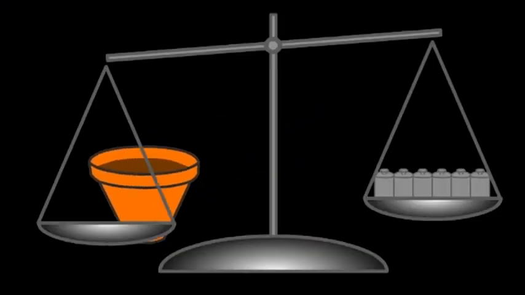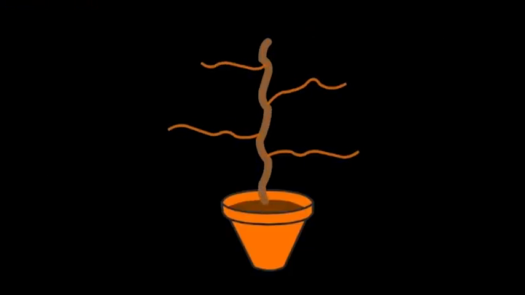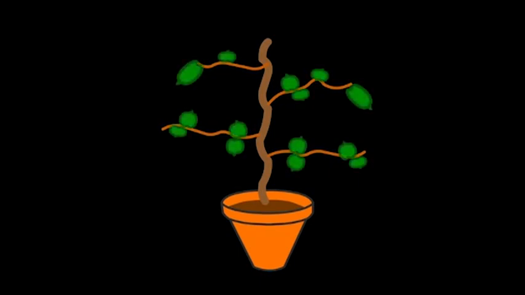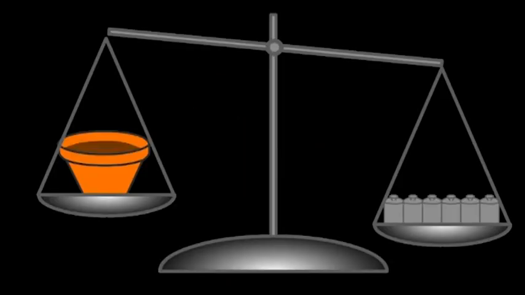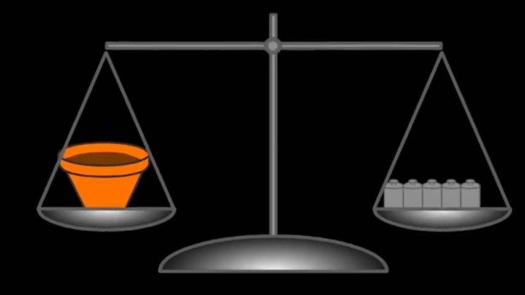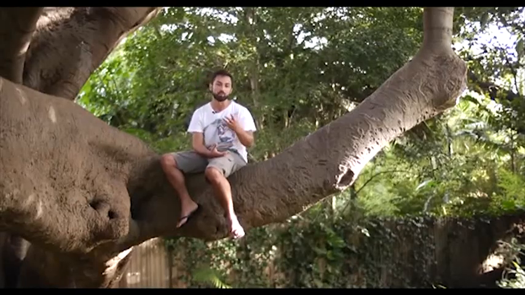So he got a pot of soil and very carefully measured the amount of soil in there. Then he planted the tree and took care of it for 5 years, making sure that no soil left or was added to his pot. At the end of this experiment, he weighed the tree to find that it was 72 kilograms, but the mass of soil had only decreased by about 60 grams. This was pretty strong evidence that the mass of the tree does not come from the soil.